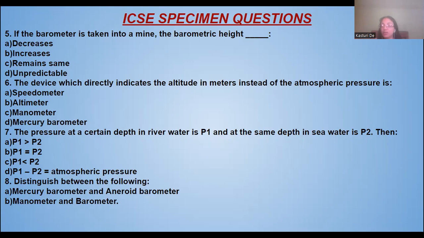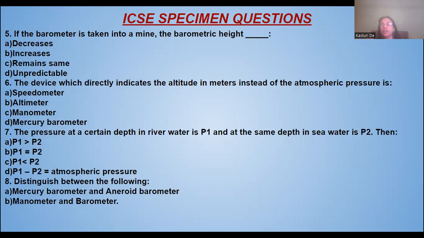The barometric height will increase. Okay. The device which directly indicates the altitude in meters instead of atmospheric pressure, what is it? It is the altimeter. It does not give the atmospheric pressure, but it indicates the altitude, the height where the atmosphere is present. So the altitude in meters is denoted by the altimeter.